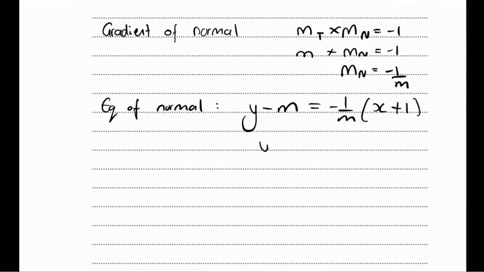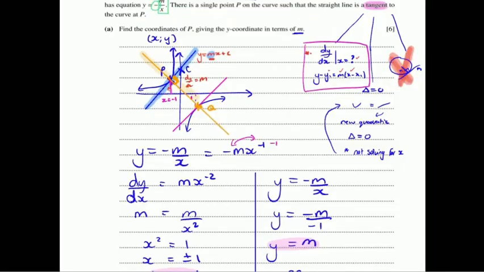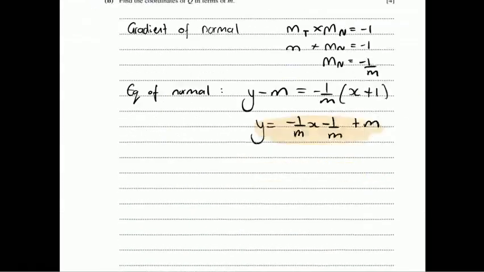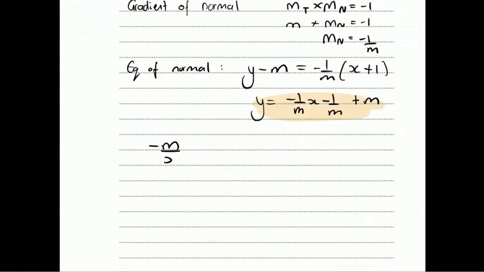I am going to make y the subject of the formula. Okay, so I just multiplied out my brackets and then I took my m to the other side. So this is my equation of my normal at P. So that's this orange line down here. Okay, and it intersects the curve again. So now I'm going to make it equal to my curve because I want to find out where is that point. So my curve is -m over x, so my curve is equal to my normal.